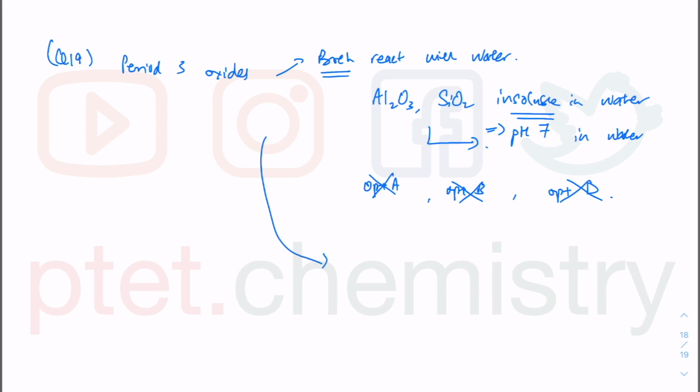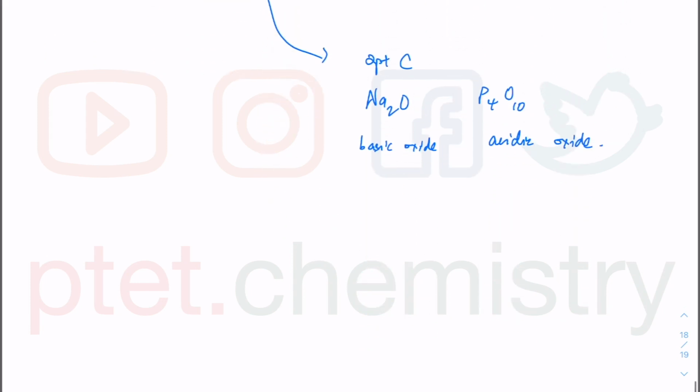So guess what? You're just left with option C, which is Na2O as well as P4O10. This is your basic oxide, that is the property given, and this is your acidic oxide, as also the property given. One of them is alkaline or basic oxide, one of them is acidic. In the theory paper, you've got to know how to write equations, how to write balanced equations. So make sure that what I'm doing here helps you in the long run.